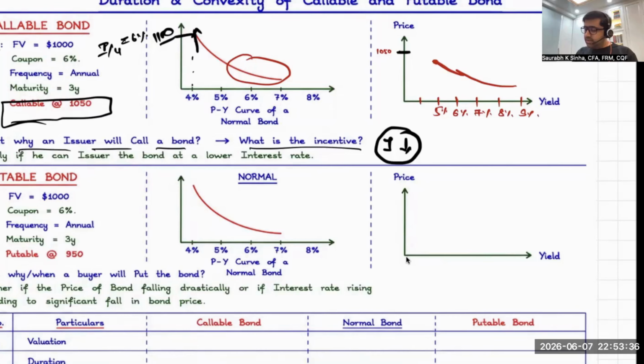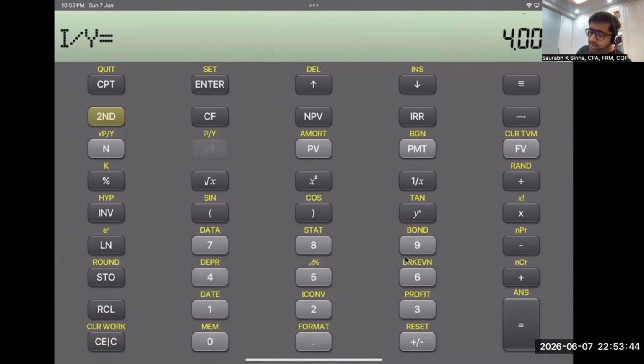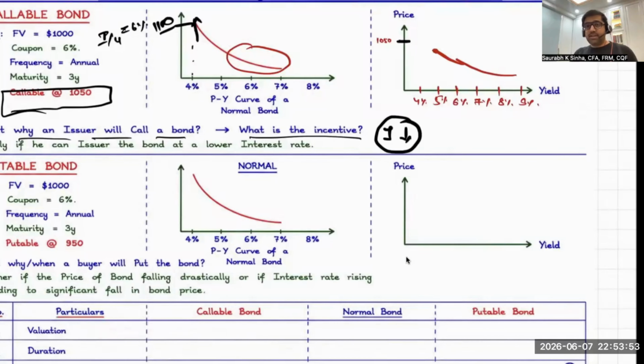But what at 4%? Let's calculate at 4%, 3%, 2%. Let's see when it is a right decision that I'll buy back the bond. So 4 I/Y, compute PV, 1055. At 4%, the bond price is coming as 1055. But we all know that the bond issuer can buy back the bond at 1050. So anyone in the market would not be ready to buy this bond at more than 1050. So it will get pegged at 1050 at 4%, 3%, 2%.